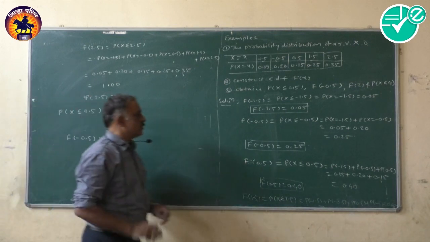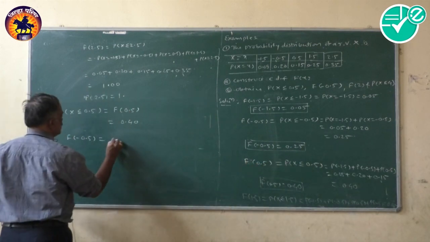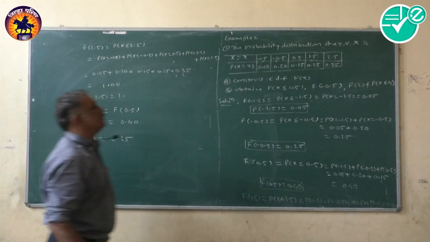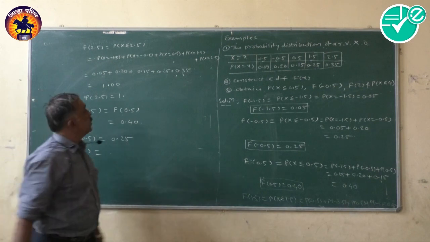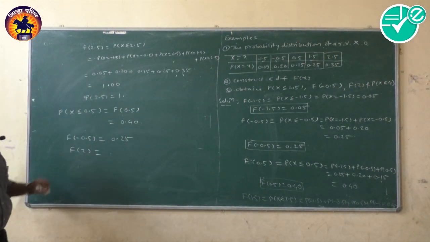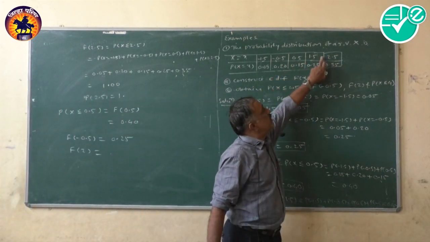We already have completed the problem. F of minus 0.5 is equal to 0.25. The next problem is f of 2. F of 2 is equal to... rather, see here, f of 2. Actually, it is a value in between 1.5 and 2.5.